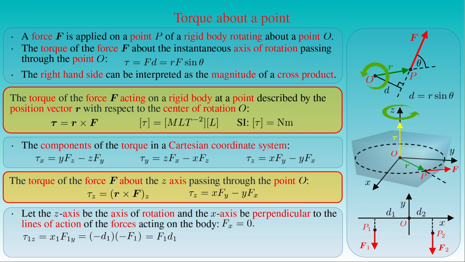The z component of the torque τ2 of the force F2 is given by the coordinate x2 of the point P2 times the y component of the force F2. Here x2 is equal to the lever arm d2 and F2y is equal to minus the magnitude of the force F2. Then τz can be written as minus F2 times d2, which is negative, indicating a clockwise rotation.